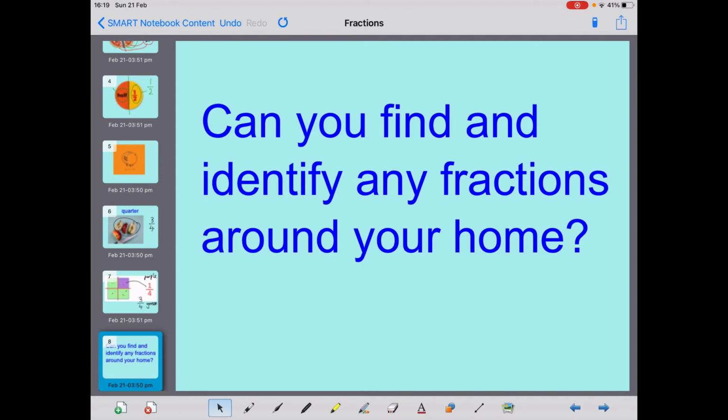What I would like you to do for your task today then, Year 1, is I want you to go on a fractions hunt. So, can you find and identify any fractions around your home? Okay, so I want you to have a look around your house and see if you can find any halves or quarters of any items. I'm going to go and have a hunt around my house now. Come on, come with me. Let's go have a look and see how many fractions I can find.